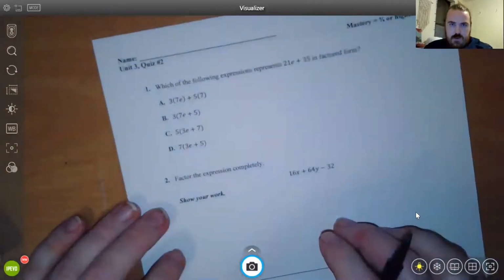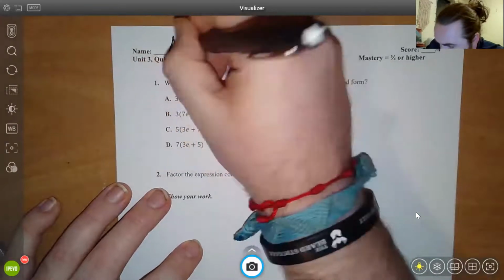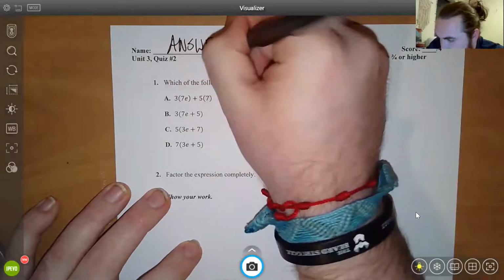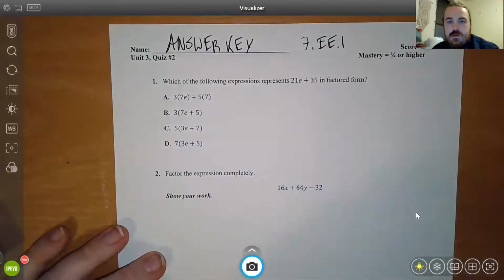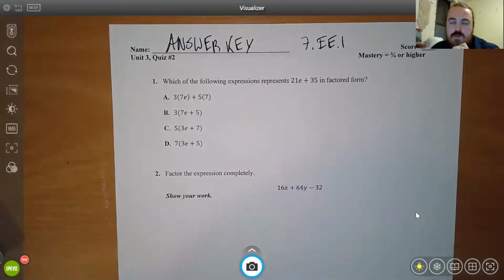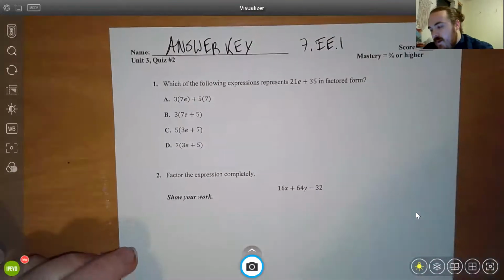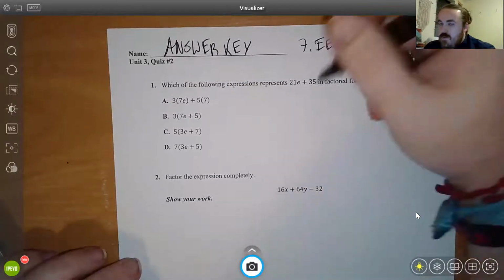So let's just jump right into it because I do not want to waste your time. This is the answer key. As I said, we focus a lot on 7EE1 in this quiz. First of all, for number one, there's kind of two ways to solve it. The best way to solve it, though, is to actually factor yourself. You could try and see what each of these equals, but if you do it out, you'll actually find that two of them equal this answer.